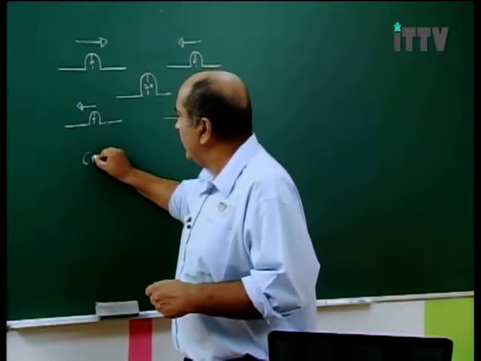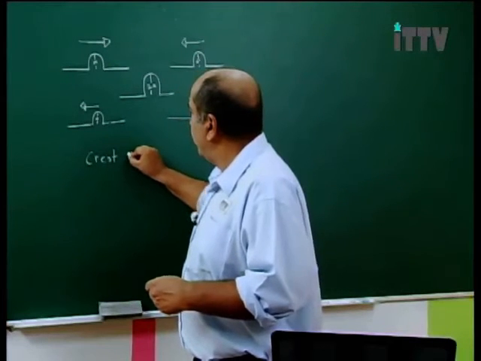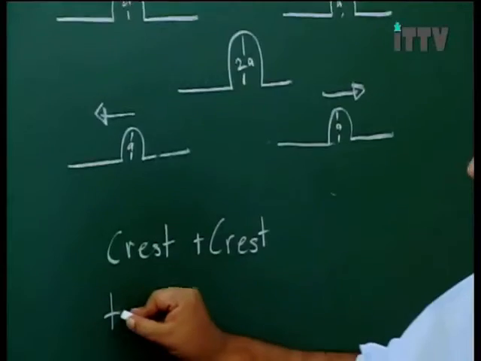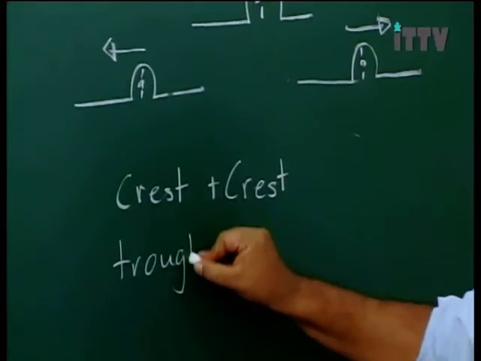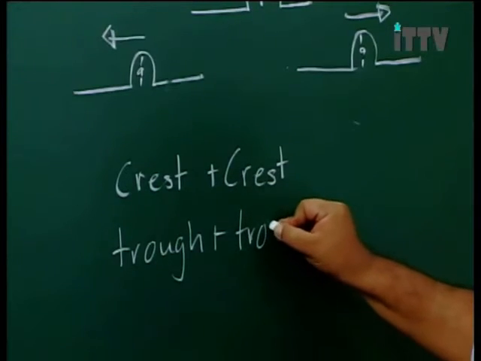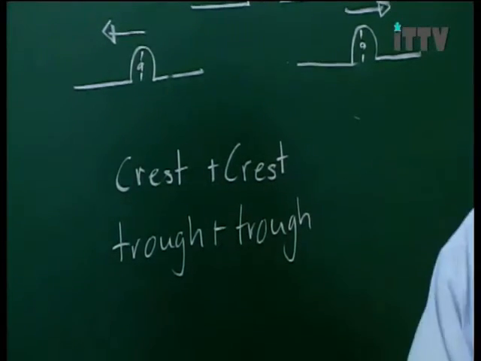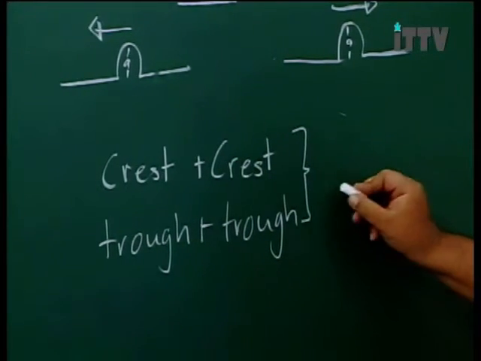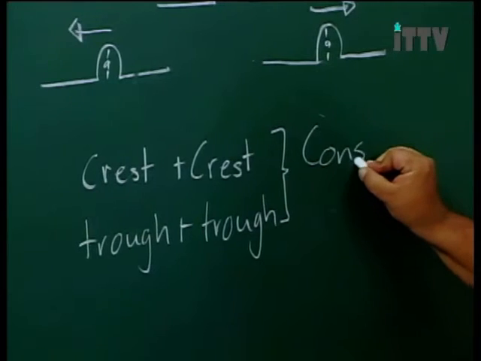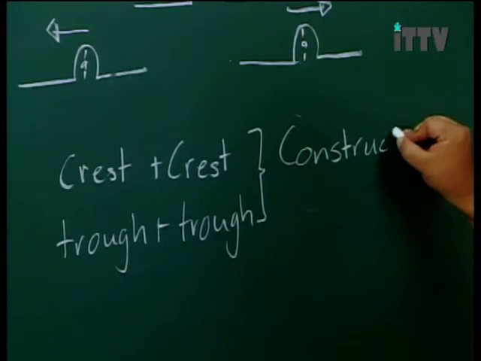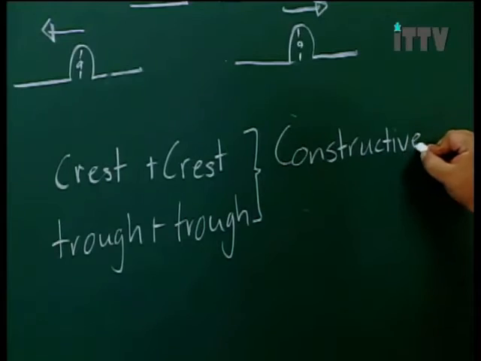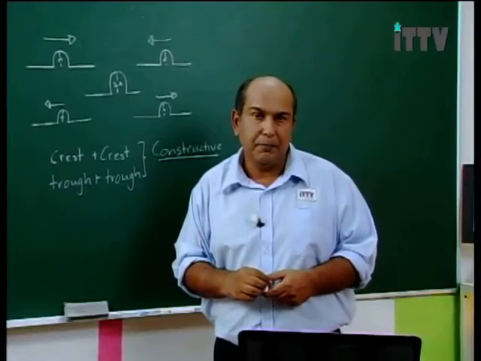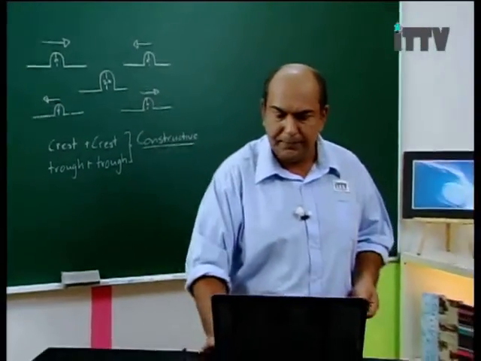So if you get a crest plus a crest or a trough plus a trough, what we get is constructive interference. Okay, so this is constructive interference. So let's go back to the slide.